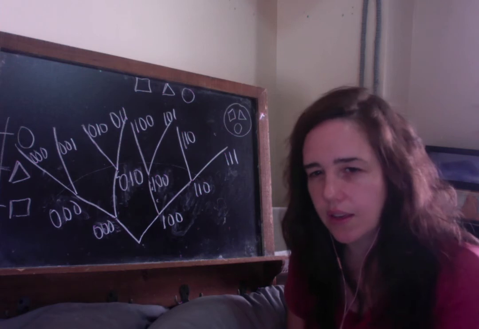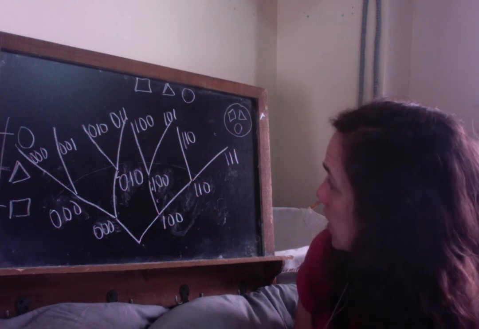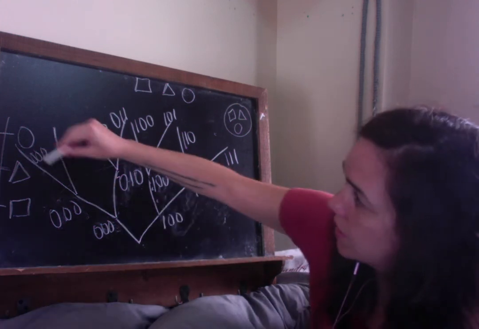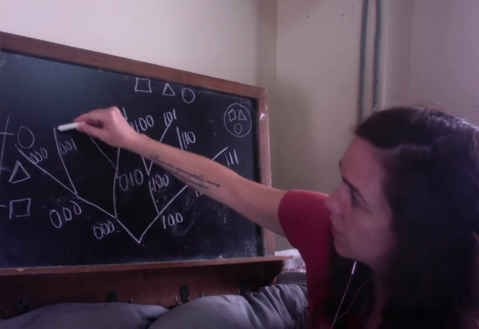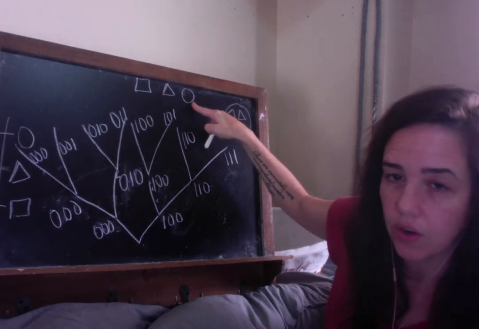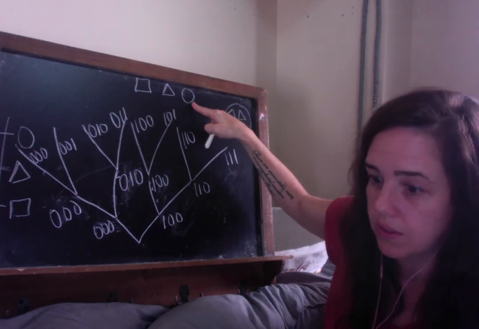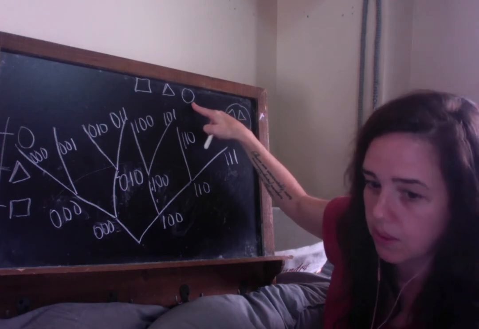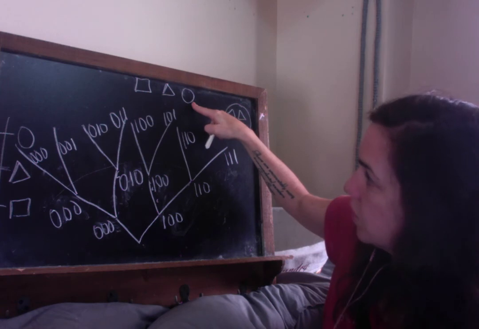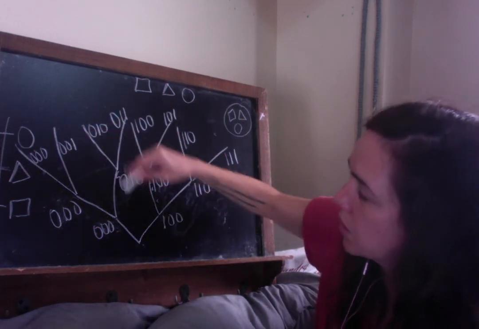Okay, so now I can see every subset as a branch through the tree. So this is the empty set. This is the set that just contains the circle, because I kept this in this order. So it's like you're writing a code, and as long as you keep track of the levels of what your code means, how the digits correspond with the levels, then you can go back and see which subset goes with which branch.